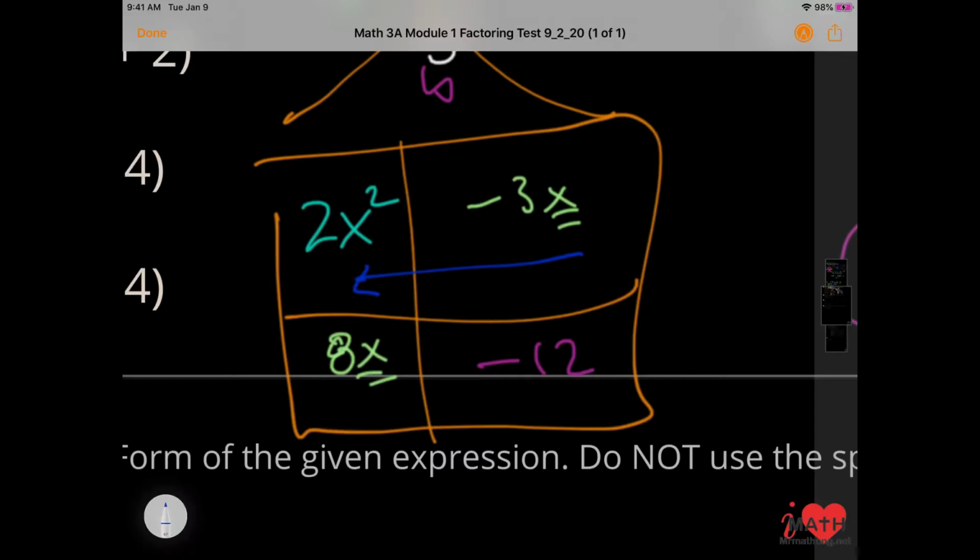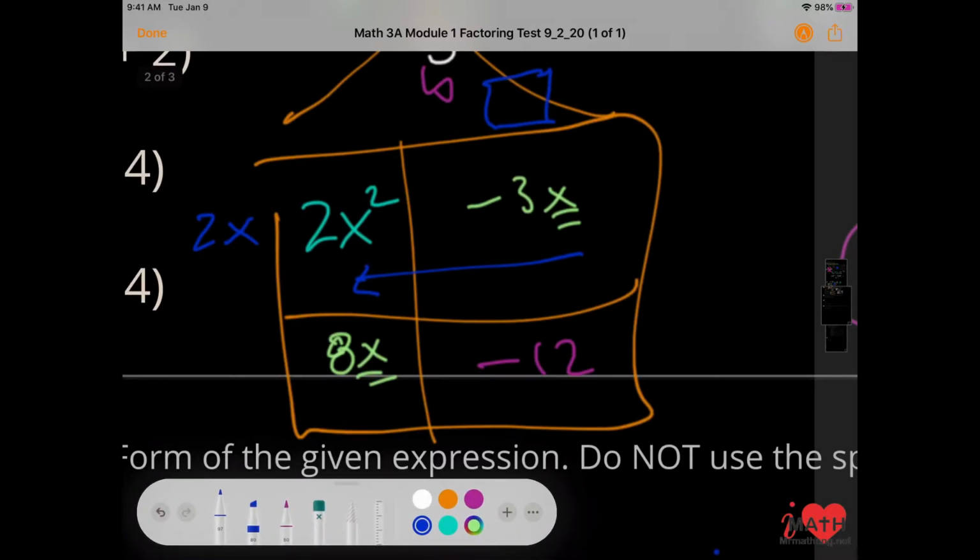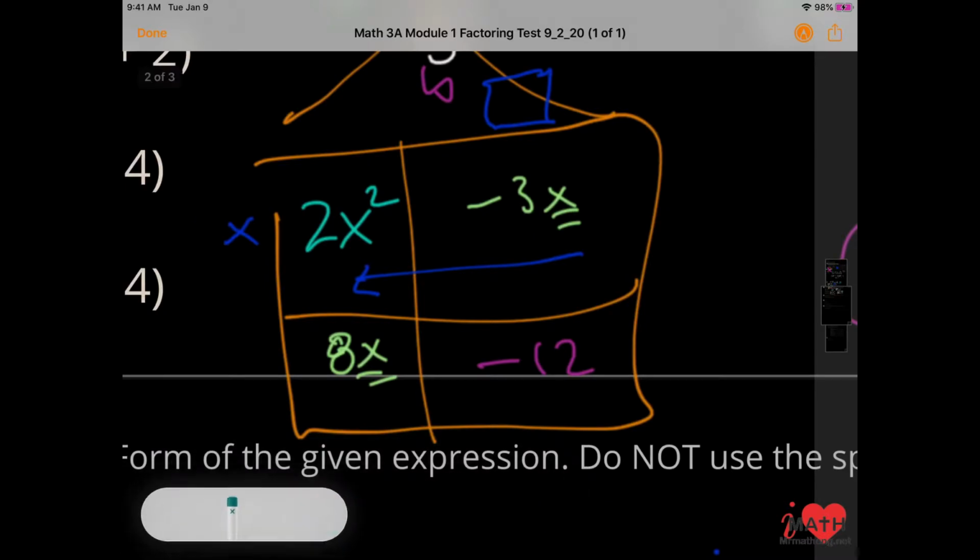Do you notice I cannot put a 2 over here on the left-hand side? Because if I put a 2 on the left-hand side, I can't divide an even number by a 3 or an odd number. Okay, so if you make a mistake, let me make the mistake right here. If you make this mistake, right, there is nothing times 2x that will equal negative 3x. Okay, so if you make the mistake, just come back and erase it.